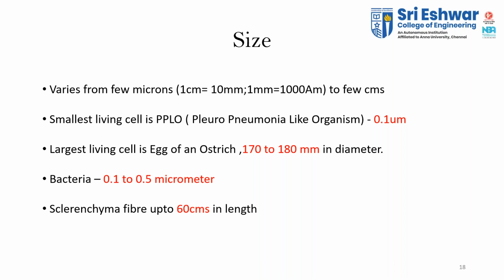The smallest living cell is PPLO, that is pleuropneumonia-like organism. This is very minute, 0.1 micrometer. It is similar to an atom. The largest living cell is the egg of an ostrich, that is 170 to 180 mm in diameter, and bacteria are 0.1 to 0.5 micrometer, and sclerenchyma fibers are up to 60 centimeters in length. Each and everything is in a different shape and different size.